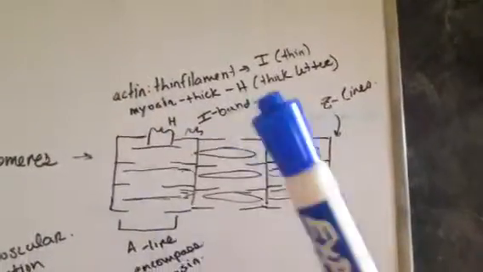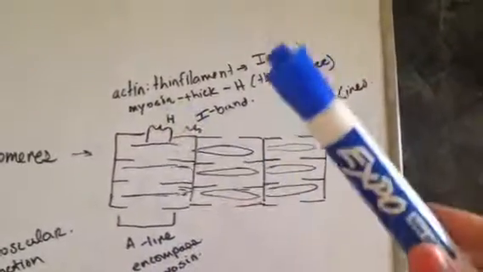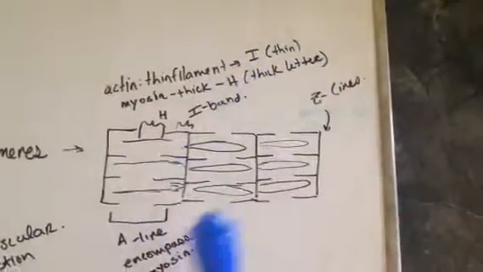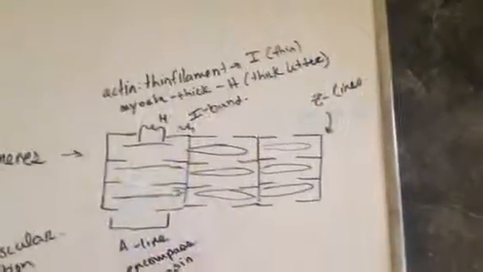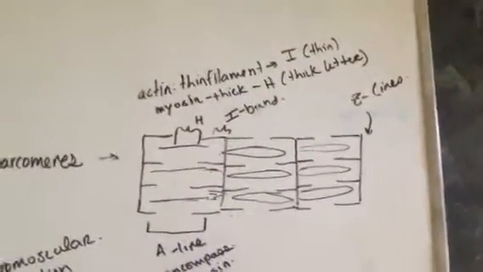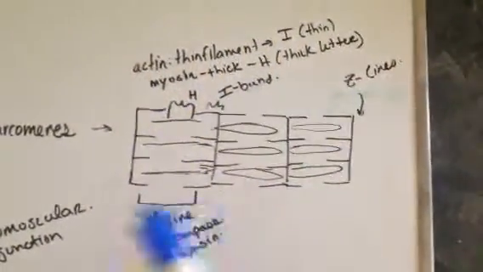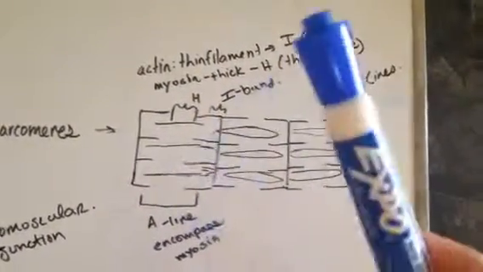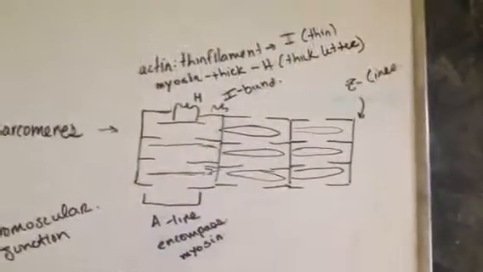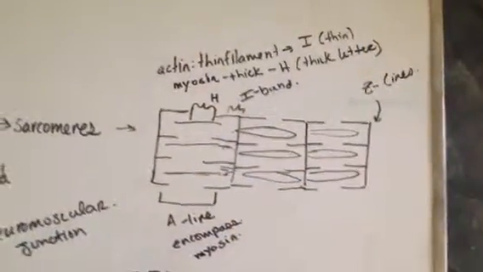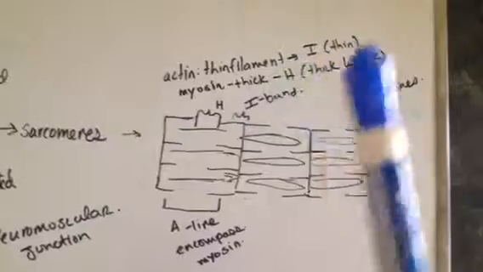Actin is a thin filament, and it's denoted by the letter I. Okay, so I for thin, it's a thin letter. And then we have myosin. Myosin is a thick filament, and H corresponds to myosin in this diagram. I'm going to explain now. Think of H as a thick letter as opposed to I, which is thin. So myosin H, actin I.